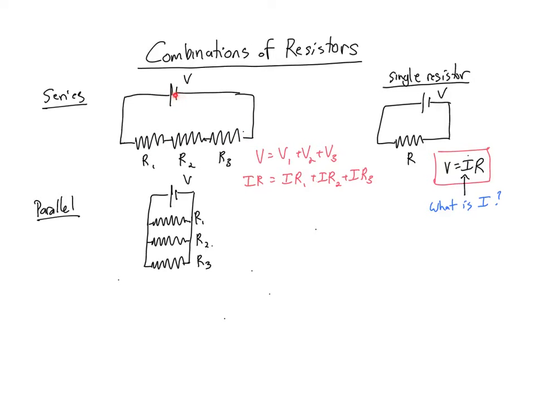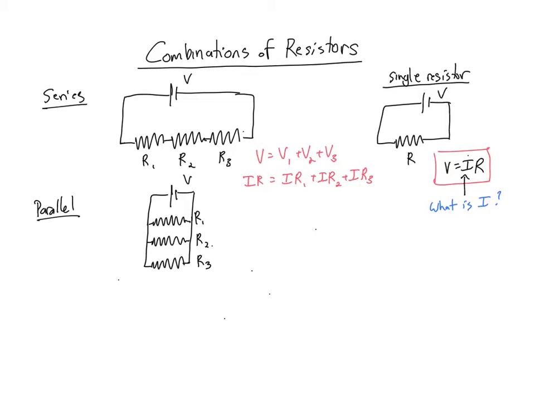So the same amount of current that goes through the battery has to be the exact same that goes through R1, has to be the same that goes through R2, and the same that goes through R3. There can't be any differences in current because charge is not lost in these circuits. So each one of these I's is exactly the same. It has to be I, the same I everywhere.